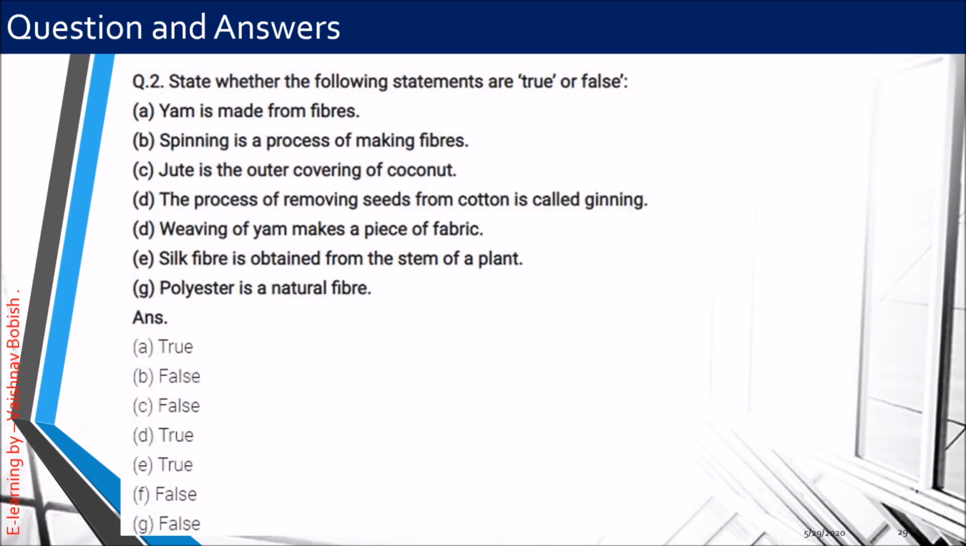Question and answers. Second one. State whether the following statements are true or false. Yarn is made from fibers. Spinning is the process of making fibers. Jute is the outer covering of coconut. The process of removing seeds from cotton is called ginning. Weaving of yarn makes a piece of fabric. Silk fiber is obtained from the stem of a plant. Polyester is a natural fiber.